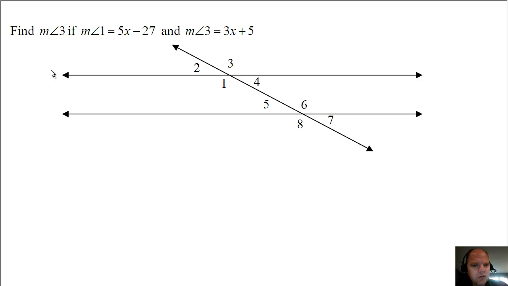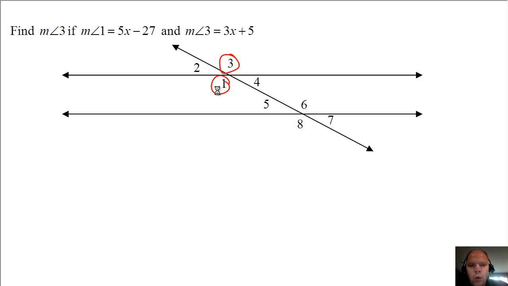Alright, let's use the definition then of vertical angles to solve for a missing angle. Let's take a look at the problem that I have here. It says find the measure of angle 3 if we know the measure of angle 1 is 5x minus 27, and we know the measure of angle 3 is 3x plus 5. So what we have in this picture here is a pair of parallel lines with a transversal running through those parallel lines, and I have 8 different angles that are listed. The two angles that we're referring to in this particular problem are angle 1 and angle 3.